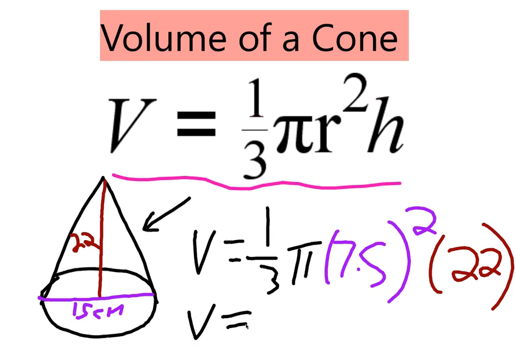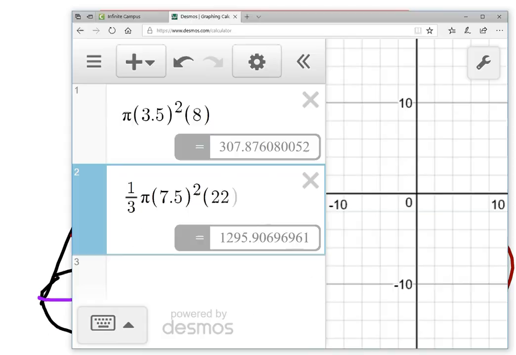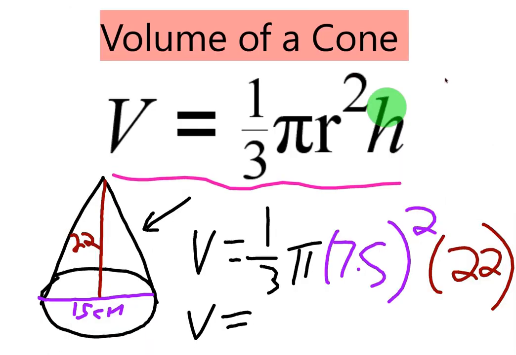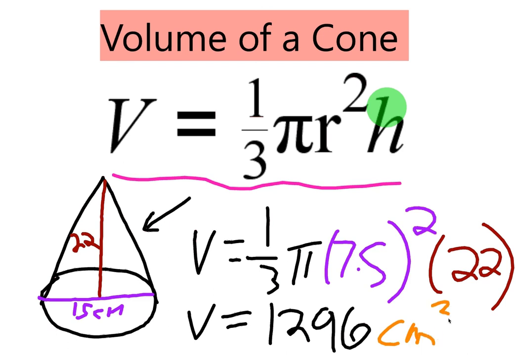And then once you get that copied down, I'll plug it in. All right, here we are. 1/3 pi r squared h. Just put things in parentheses when you're multiplying them. I'm going to round this to 1296. And what would the units be? Cubic centimeters, or cm cubed, it's the same thing. It just sounds better, doesn't it?